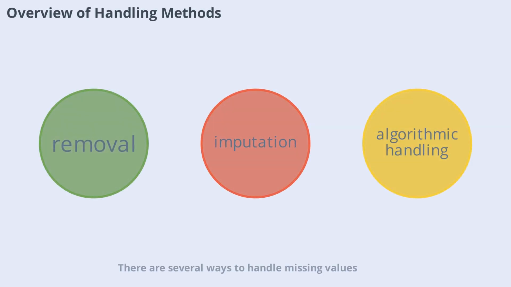There are several ways to handle missing values, and the best method depends on your data and goals. Common approaches include removing missing data, imputing values, or using algorithms that can handle missingness. Each method has its pros and cons, and choosing the right one can make a big difference in your results. Let's start by looking at the simplest approach: removing missing data.